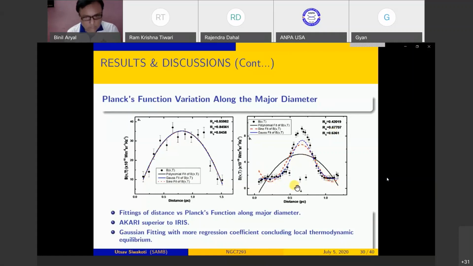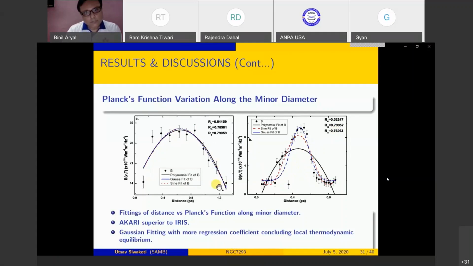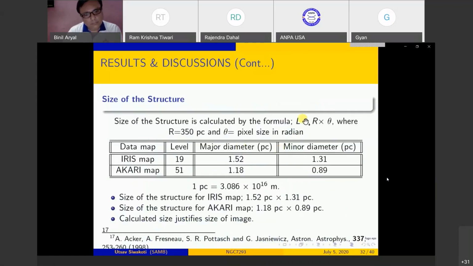So in case of major diameter, the Planck's function variation shows the Gaussian nature. This also helps us to conclude that the region under our study is in a thermal equilibrium condition. Similarly, in case of minor diameter, the same results are found. Now the size of the structure we calculated by using this formula is over here.